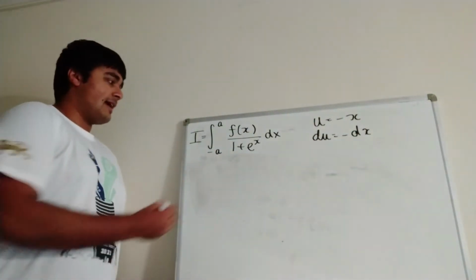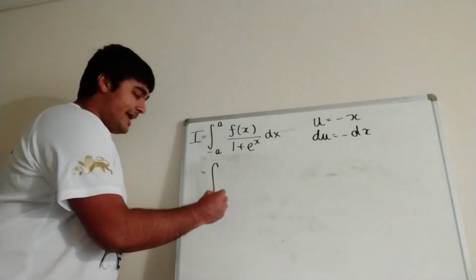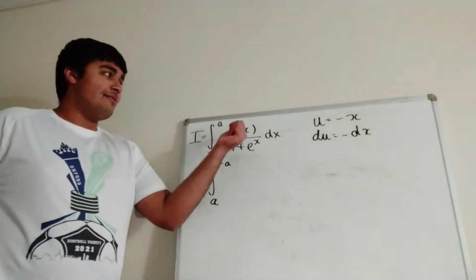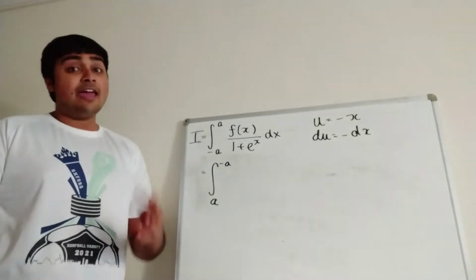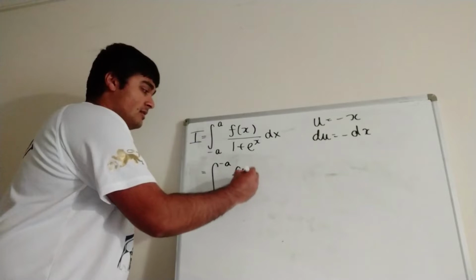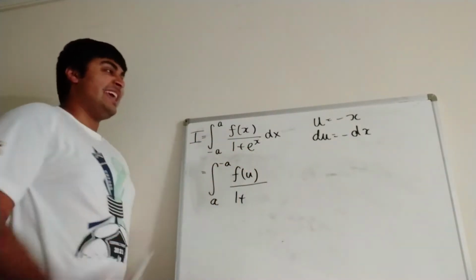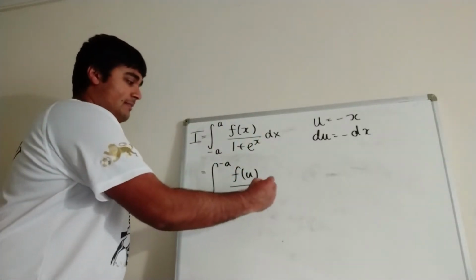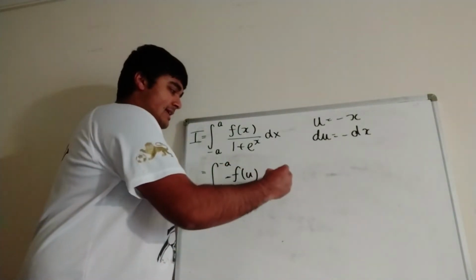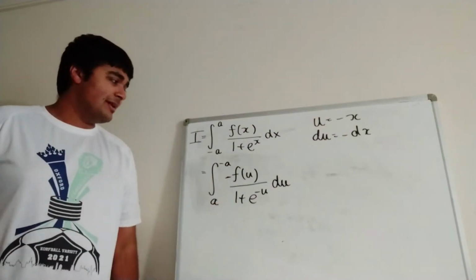Okay, so if we just go and plug everything in, we get the integral from, well, when x is minus a, u is a. When x is a, u is minus a. And now f of x is just f of minus u, but remember, f is an even function, so f of minus u is the same as f of u. And on the denominator we're going to get 1 plus, and now e to the x is e to the minus u. So 1 plus e to the minus u, and then dx is a minus du, so I'm going to put the minus sign here, and then put du there, like so.